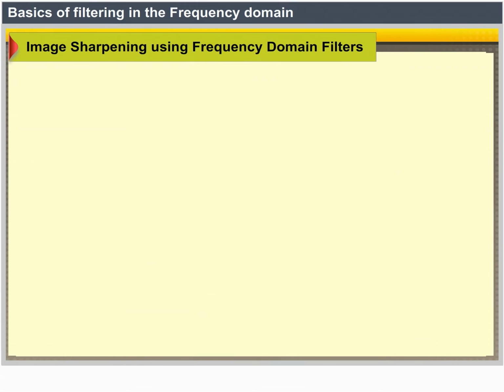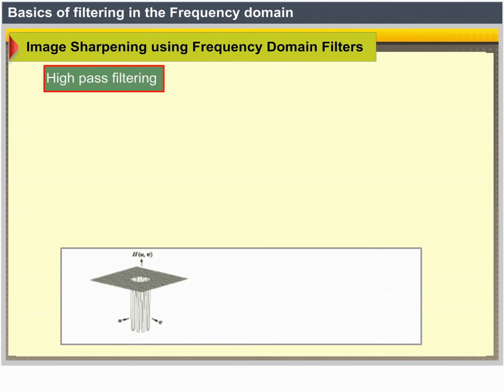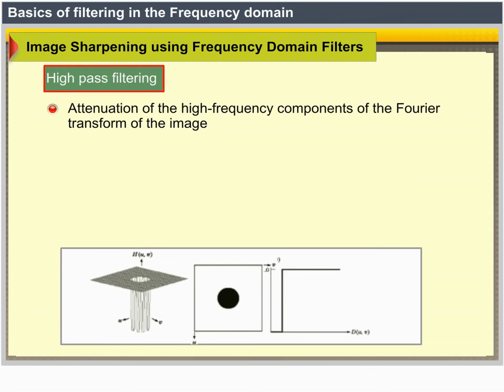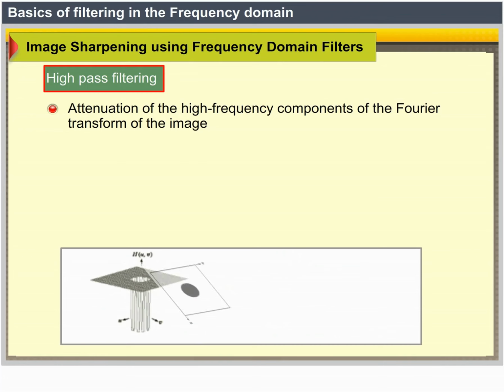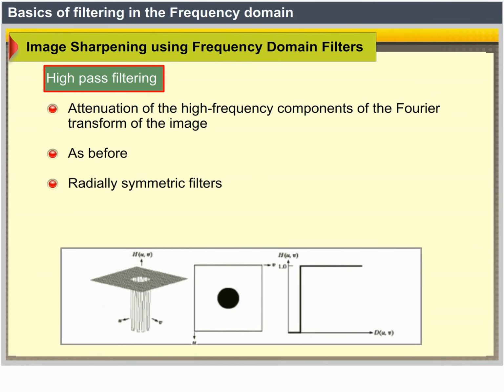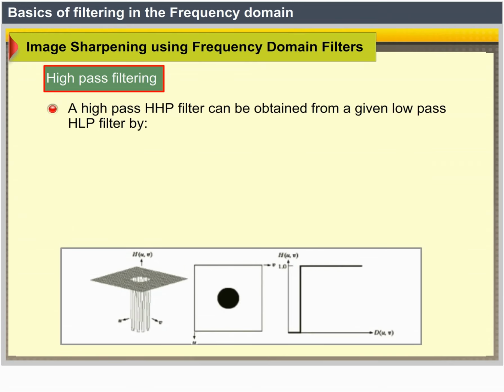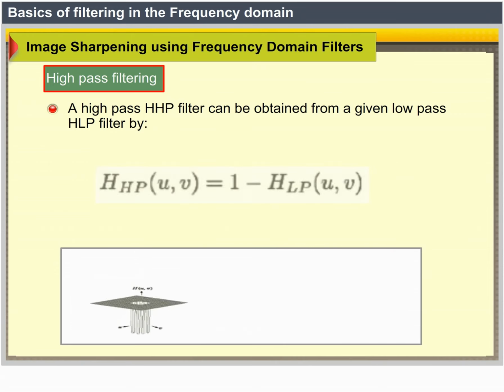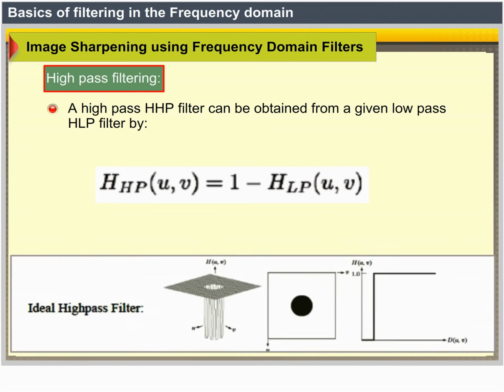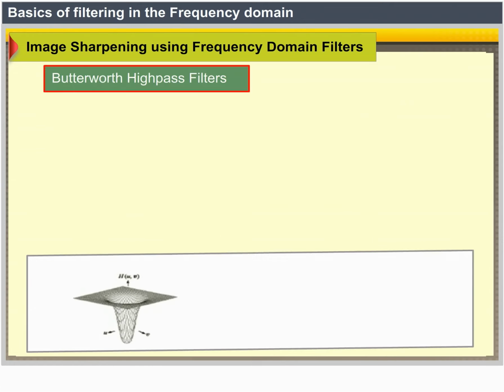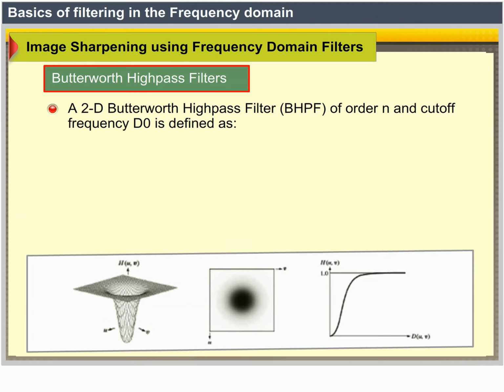High-pass filtering: attenuation of the low-frequency components of the Fourier transform of the image. As before, radially symmetric filters, and all filter functions are assumed to be discrete functions of size P by Q. A high-pass filter H_HP can be obtained from a given low-pass filter H_LP by the equation shown. Butterworth high-pass filters. A 2D Butterworth high-pass filter BHPF of order n and cutoff frequency D0 is defined as represented on screen.